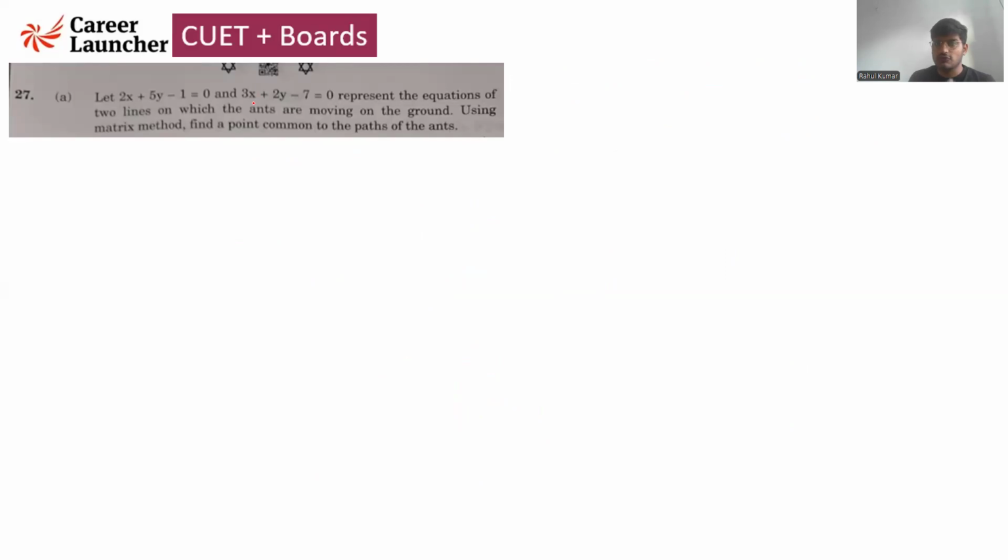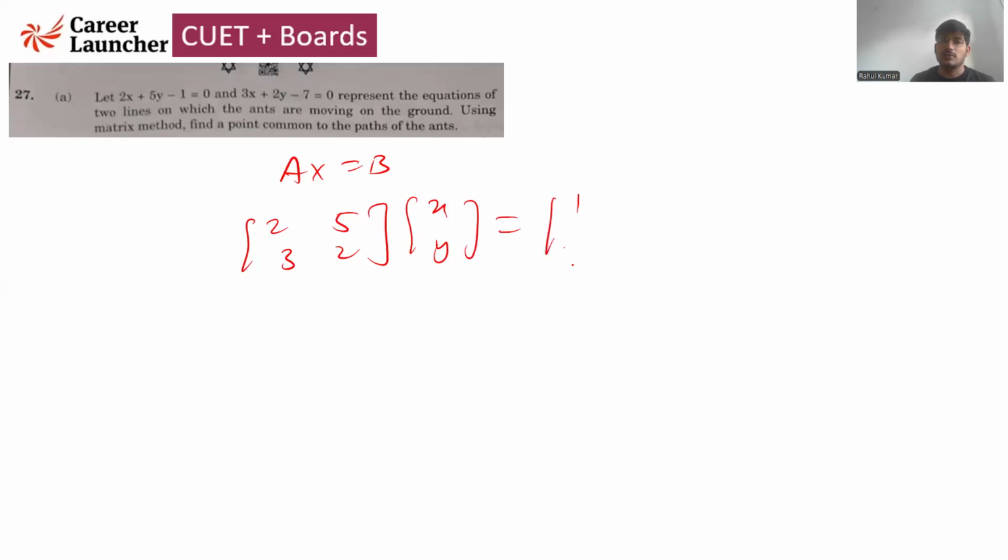We have two equations. We need to represent these in the matrix method. You know how to write the system of equations in matrix form: Ax = b, where A is [2, 5; 3, 2], X is (x, y), and b is (1, 7). Your first equation is 2x plus 5y is equal to 1, and your second equation is 3x plus 2y is equal to 7. Now you need to find this x, y.